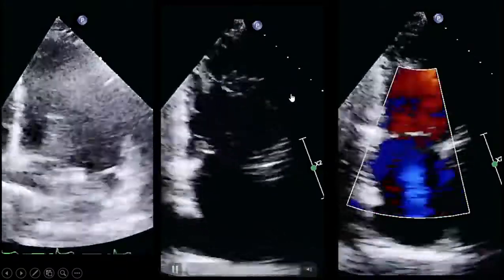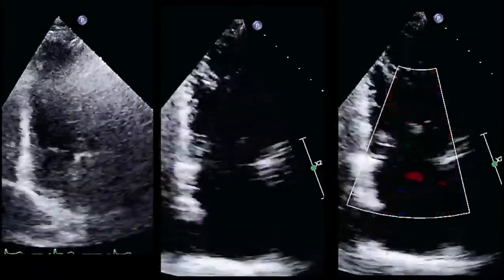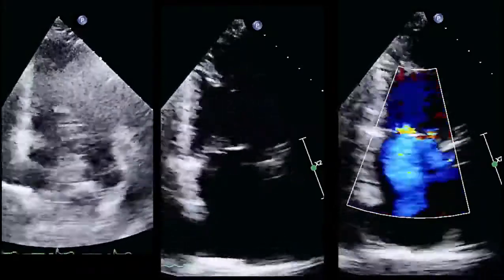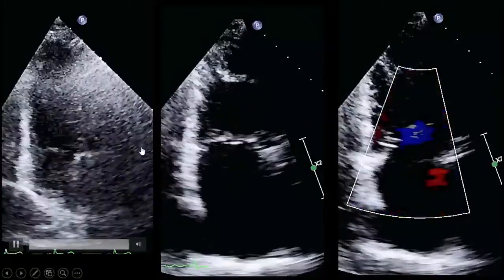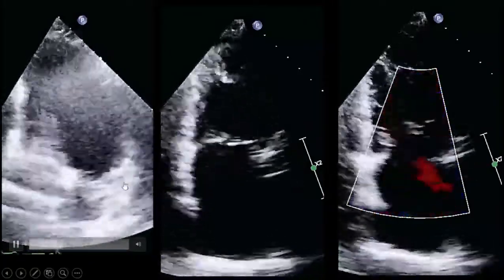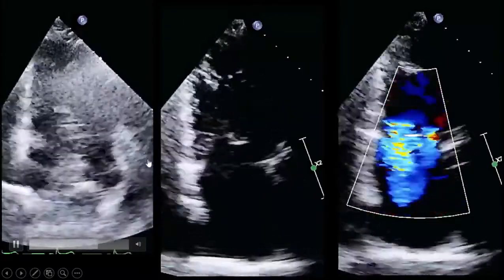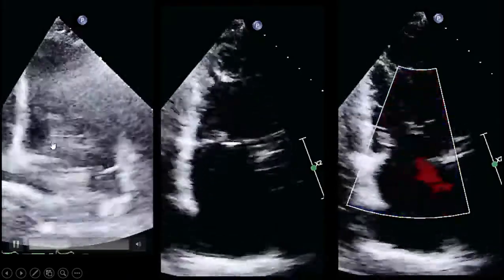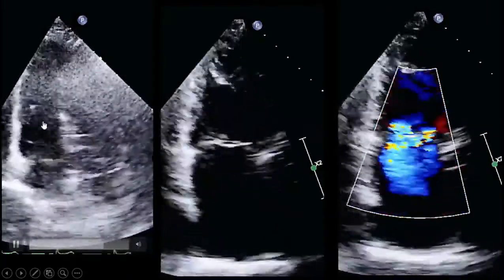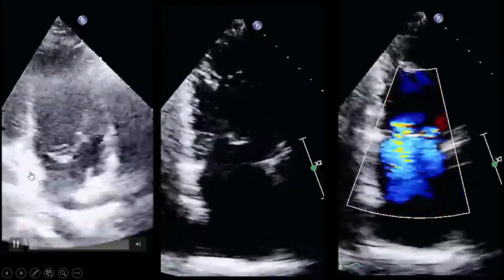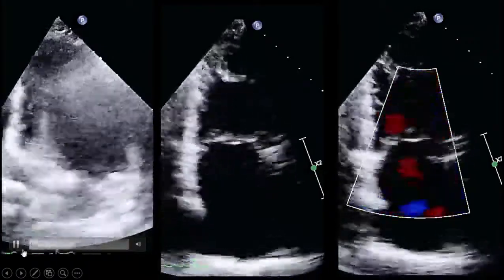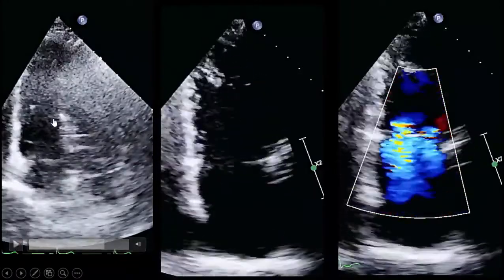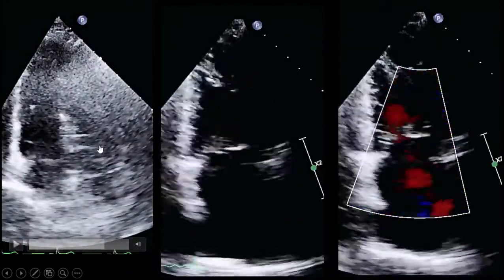Fan or tilt the probe toward your left side, or more medial, and little by little you notice the left atrium start to disappear, the aorta starts to show up, and then finally you get apical 2 of the right heart. So this will be the right atrium and tricuspid valve. Let me pause it here: right atrium, tricuspid valve, and right ventricle, and maybe some part of the aorta.